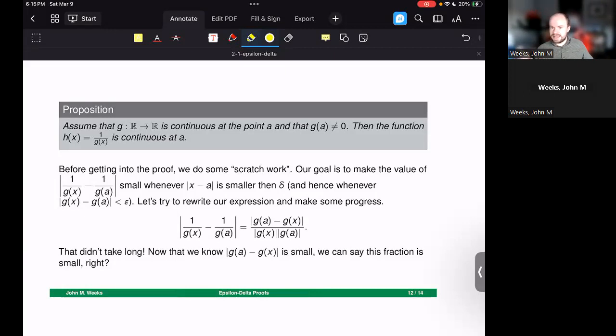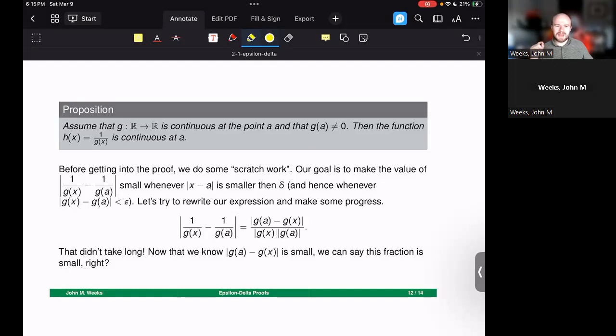So we couldn't say it's continuous. So we're making the assumption here that g of a is not 0. That was necessary for us to make this definition of h of x being 1 over g of x and even talk about this at a. But we're going to use that fact a good bit in what is to come, so we'll keep that part in mind. Before getting into the proof, let's start the scratch work.